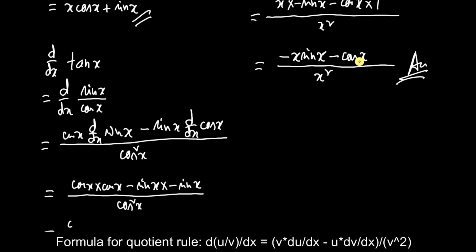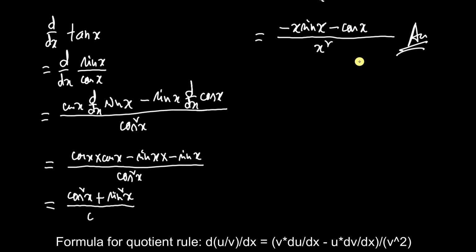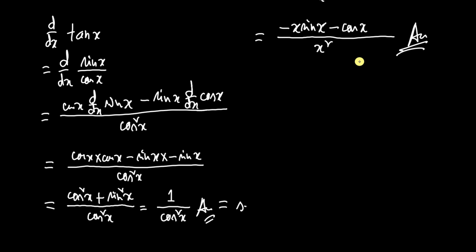So which gives us cos square x plus sin square x, and we know from trigonometry sin square x plus cos square x equals 1. So this we can write as 1 by cos square x. This is our answer. We also can leave our answer 1 by cos square x, we know it is sec x, so we can write it as sec square x as well. So this is our differentiation of tan x.